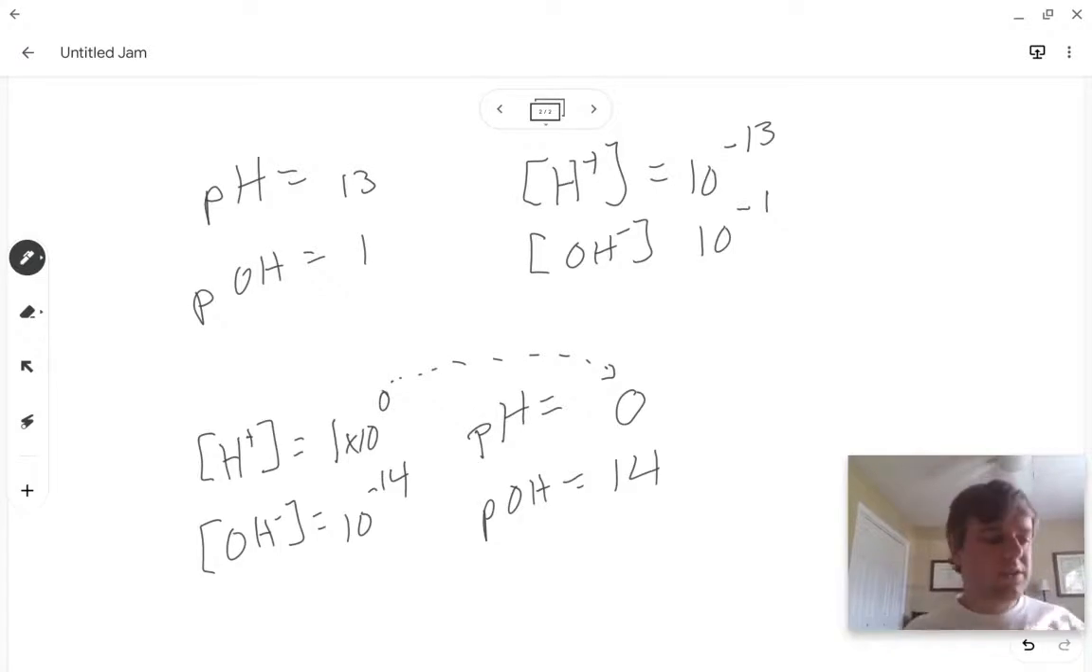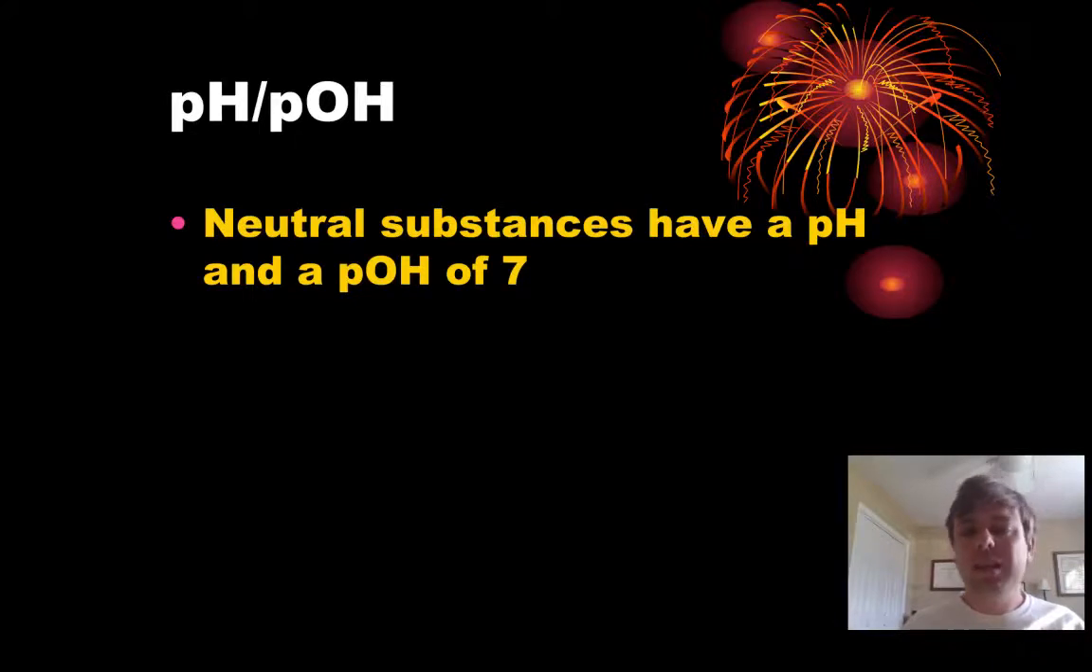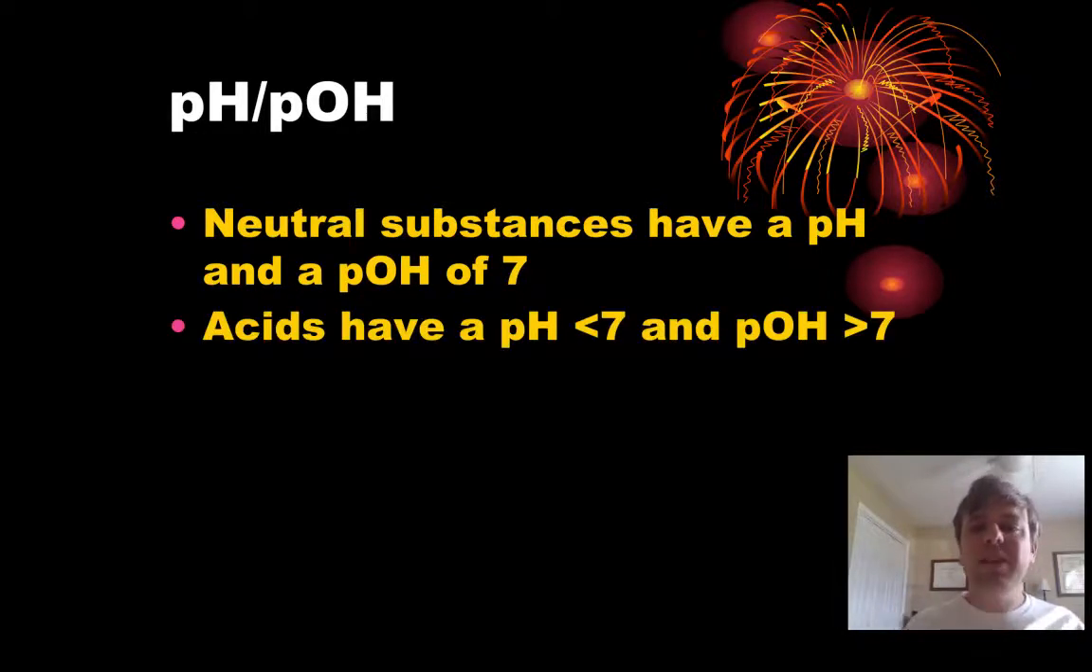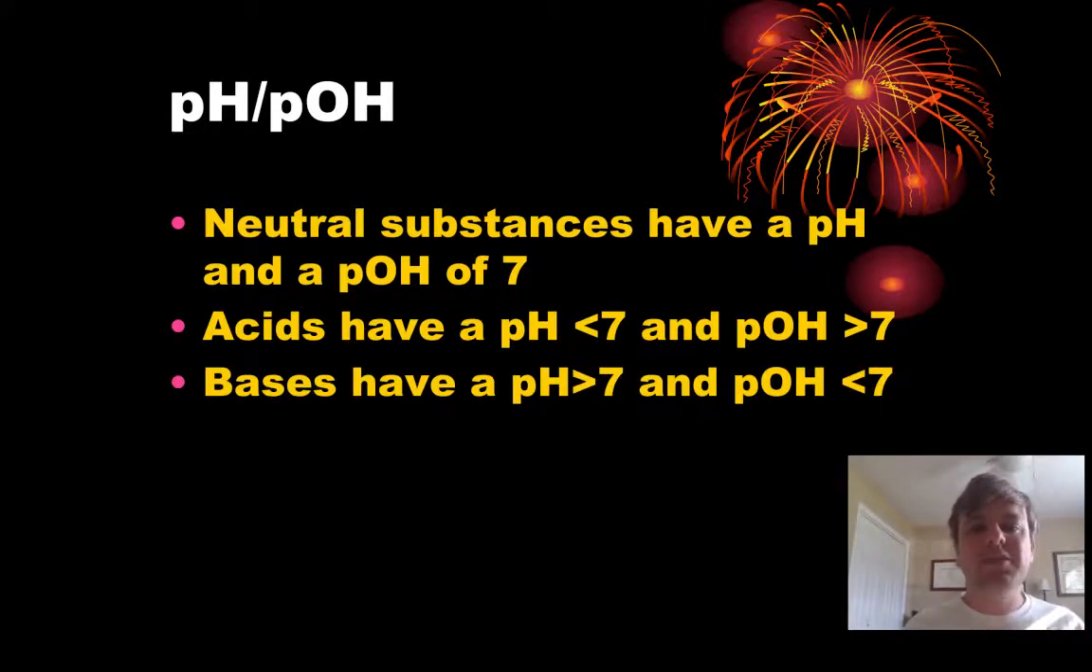So now we're just going to look at one last thing, which is, what does all of this mean? What do these numbers actually mean to us as far as acids and bases? Well, a substance with a pH of 7 and therefore a pOH of 7 is considered neutral. If your pH is less than 7, which also means your pOH is greater than 7, you're an acid. And if your pH is greater than 7 or your pOH is less than 7, you're a base.